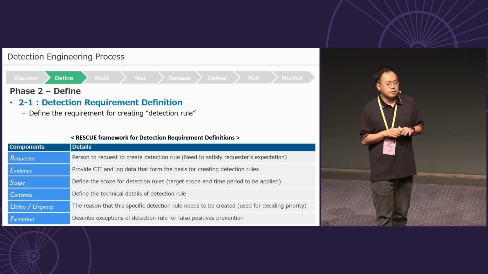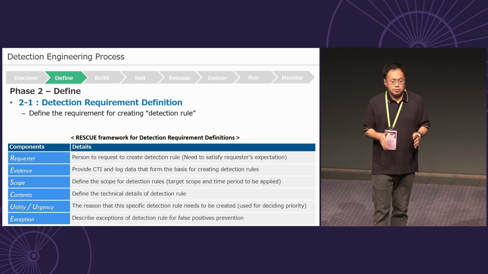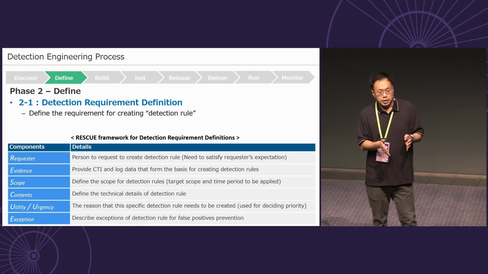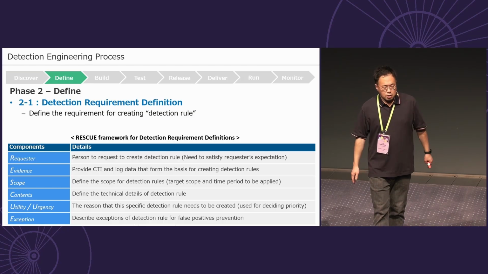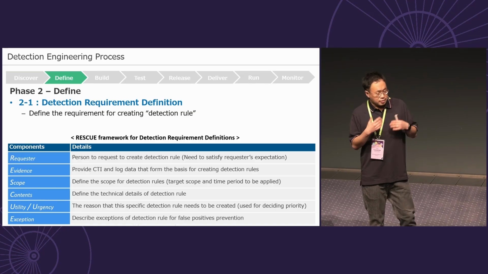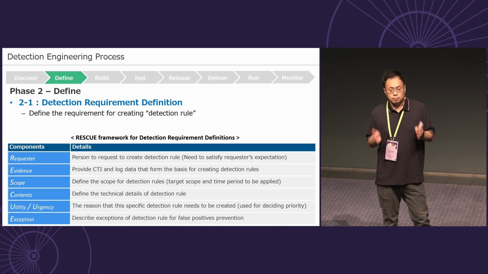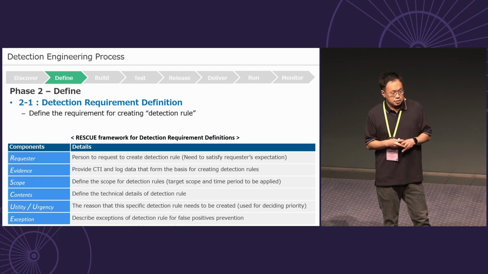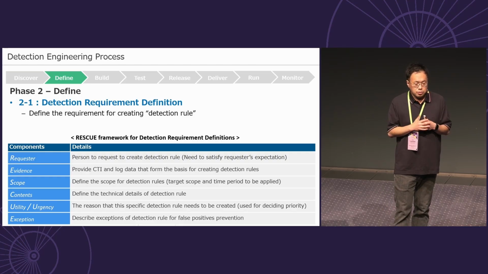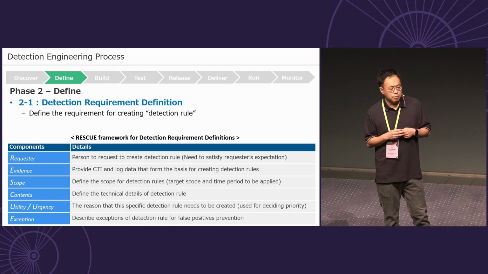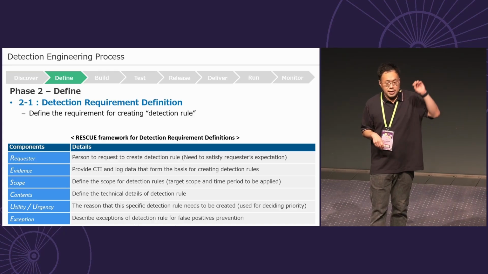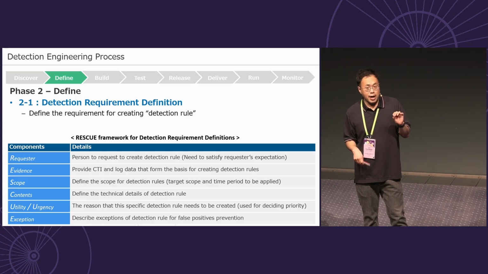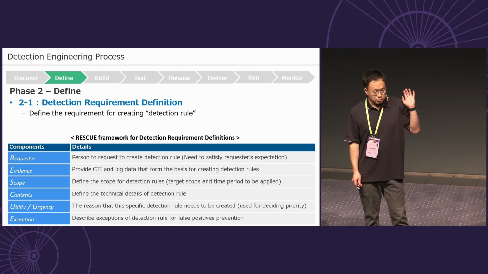Detection requirement definition is basically about understanding what the requirements of the detection rule are. Same as in software engineering, we'd like to define the requirements. There are many ways to describe requirements, but we usually point out 6 points, called the RESCUE framework. Basically, who is the requester? What is the exact reason why we create the rule? We'd like to mention the evidence.